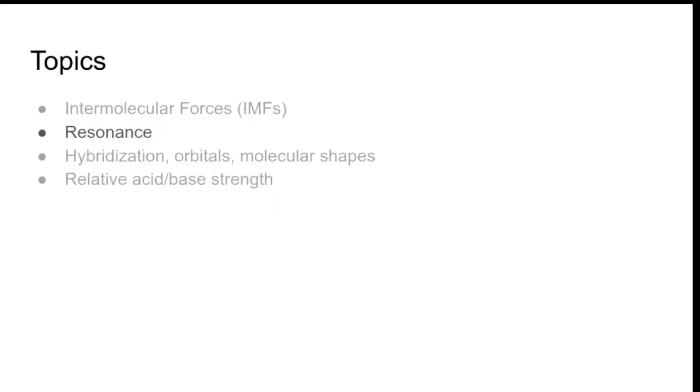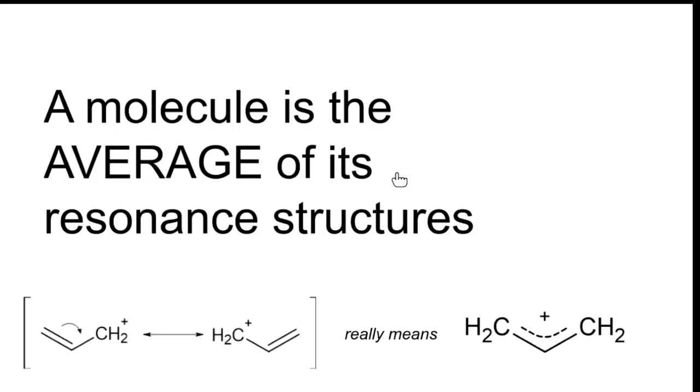Next, we're going to move on to resonance. The most important thing to remember about resonance is that a resonance structure is not what actually happens in the molecule. It's a representation of where the electrons go. So the actual molecule is going to be something like the average of its resonance structures.